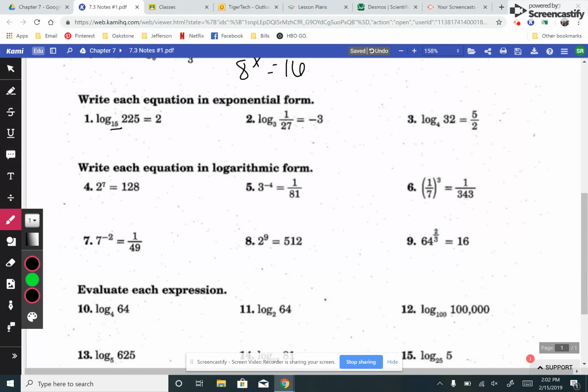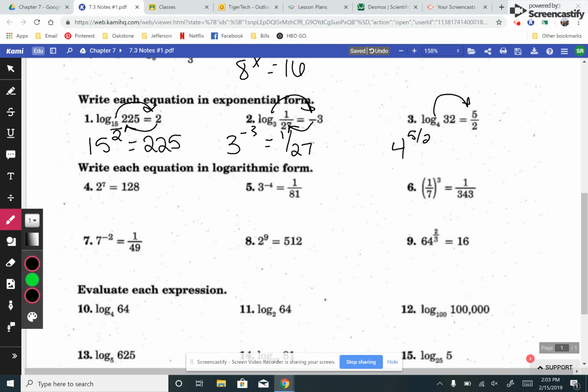So when we do, we take the first number, 15, skip over, that becomes our power, equals, we come back around to 225. Same thing, our first number is the first big number we write, we go over to -3, equals, come back around, 1/27. You can check these and make sure they're right. 15 squared is 225. 3 to the -3 is 1/27. So we find our first number 4, flip over to our power, 5/2, come back around, and it equals 32.